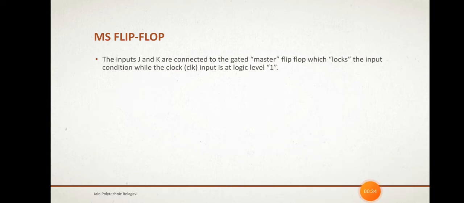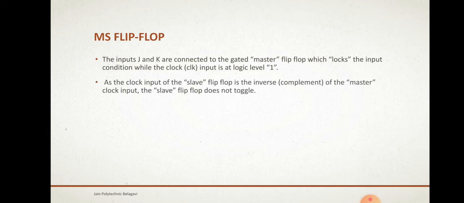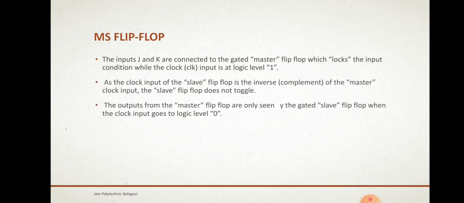See here the MS flip-flop, the inputs J and K are connected together and gated with the master flip-flop, which locks the input conditions while the clock input is at logic level 1. As the clock input of the slave flip-flop is the inverse complement of the master clock input, the slave flip-flop does not toggle. The output of the master is only seen by the gated slave flip-flop when the clock input goes to logic level 0.